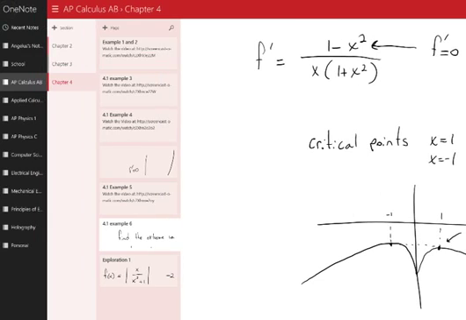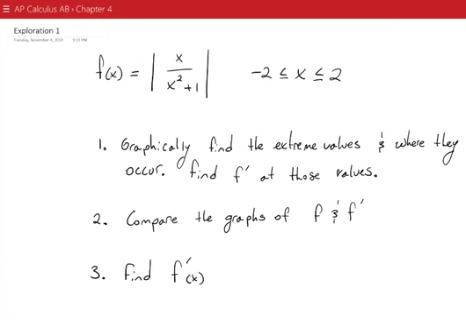What I'd like for you guys to do now is to do exploration 1. You guys can work in a group or by yourself. It'd be best if you worked in a group, and follow the same steps that we just did for example 6. So your function is the absolute value of x over x squared plus 1. You're given an interval to look on, and I'd like for you to graphically find the extreme values using your calculator and where they occur. So I want the actual extreme value and where it is. Find the derivative at those values.